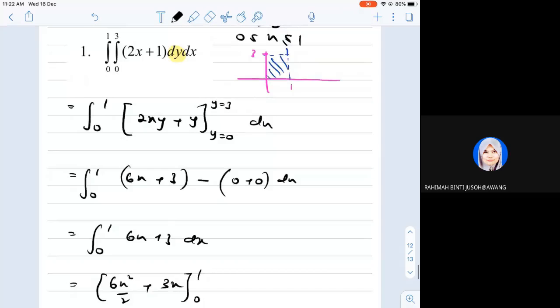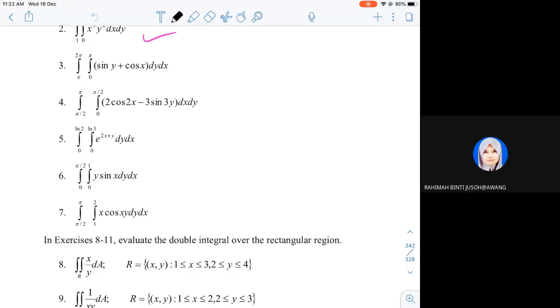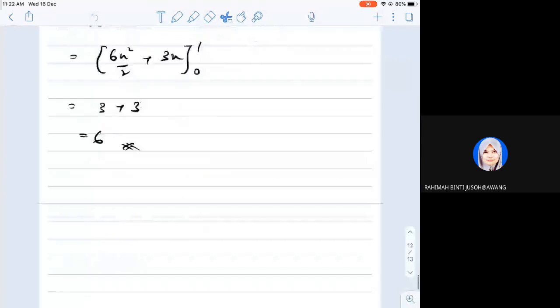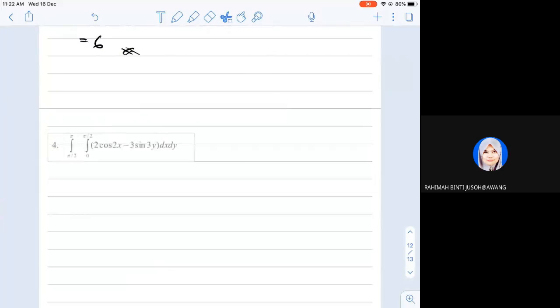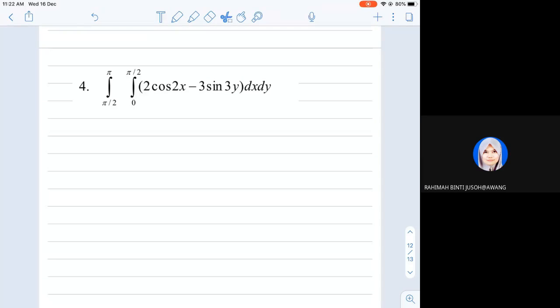Okay, ni yang paling basic sekali ni. Integration. Okay, so jom kita proceed. Let us do question number, let's say number 4 ni, sebab dia ada coefficient. Copy. So I believe you already know how to sketch the region, right? So region x. Sekarang ni x pula.